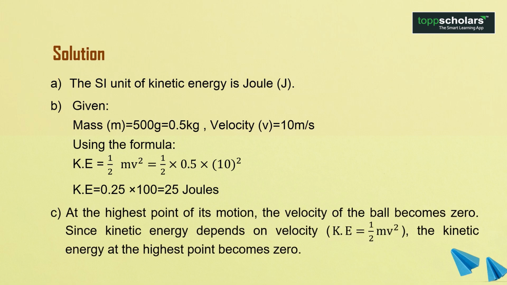Answer to the third part, at the highest point of its motion, the velocity of the ball becomes 0. Since kinetic energy depends on velocity, that is kinetic energy is half mv square, the kinetic energy at the highest point becomes 0.